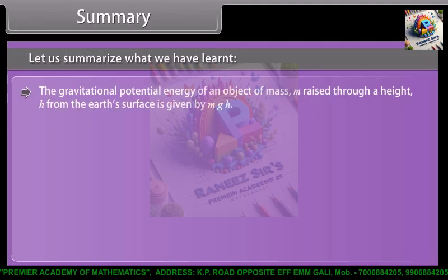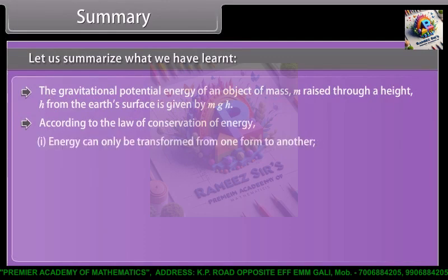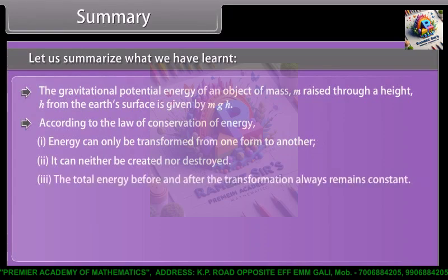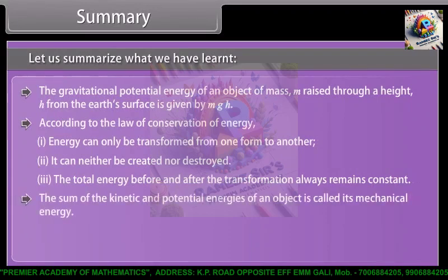According to the law of conservation of energy, energy can only be transformed from one form to another. It can neither be created nor destroyed. The total energy before and after the transformation always remains constant. The sum of the kinetic and potential energies of an object is called its mechanical energy.